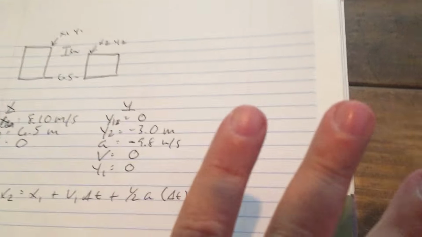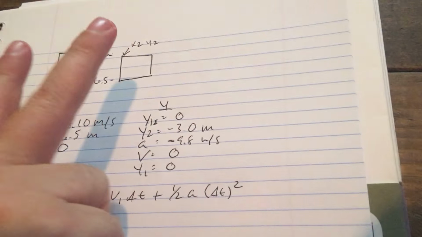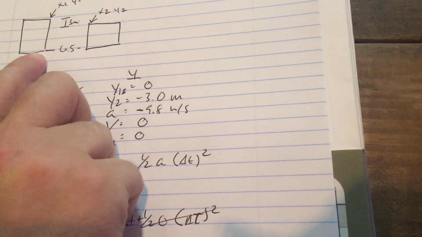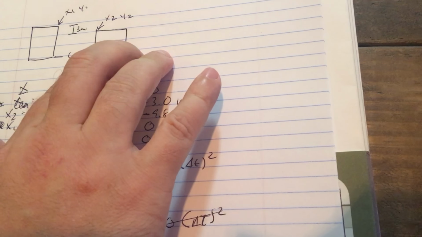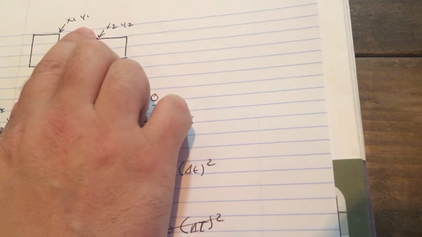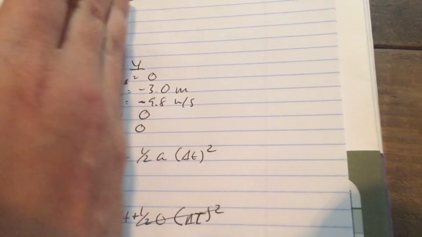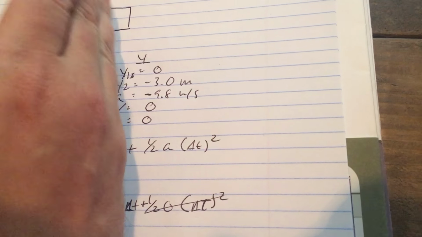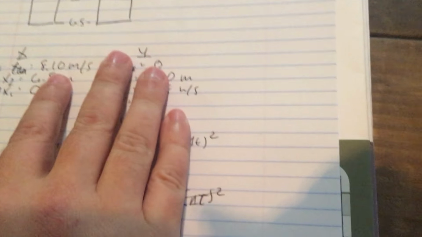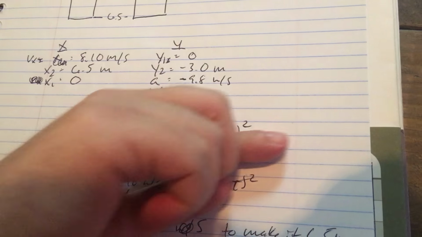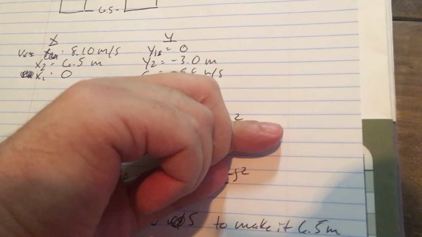So, 2D kinematics problem. We have our two buildings right here, 6.5 meters apart, x-axis. So this is our x-axis right here, distance x-axis. 3 meters from here to here, and the y-axis direction. So they break down our components for us more or less. Now, our velocity in the x direction is going to be 8.10 meters in the x direction.